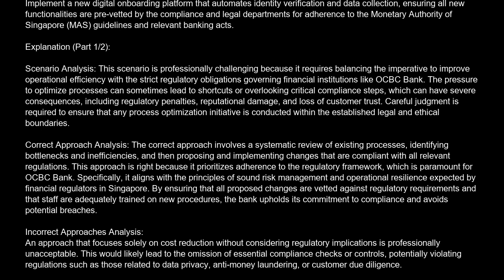Incorrect approaches analysis. An approach that focuses solely on cost reduction without considering regulatory implications is professionally unacceptable. This would likely lead to the omission of essential compliance checks or controls, potentially violating regulations such as those related to data privacy, anti-money laundering, or customer due diligence.